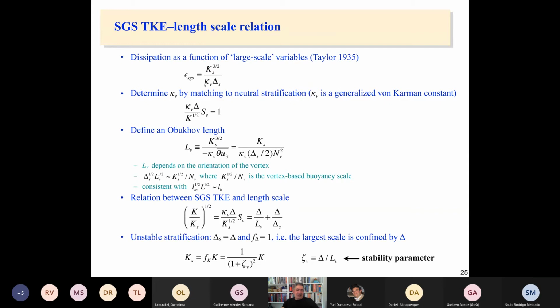We have an assumption here about the scaling of the dissipation that is originally due to Taylor from a long time ago. It's a scaling of the dissipation as a function of the TKE and the yet unknown length scale of the stratified turbulence. You can redefine and repackage some of the stuff so that it can fit into our scaling that we derived before from the DNS.